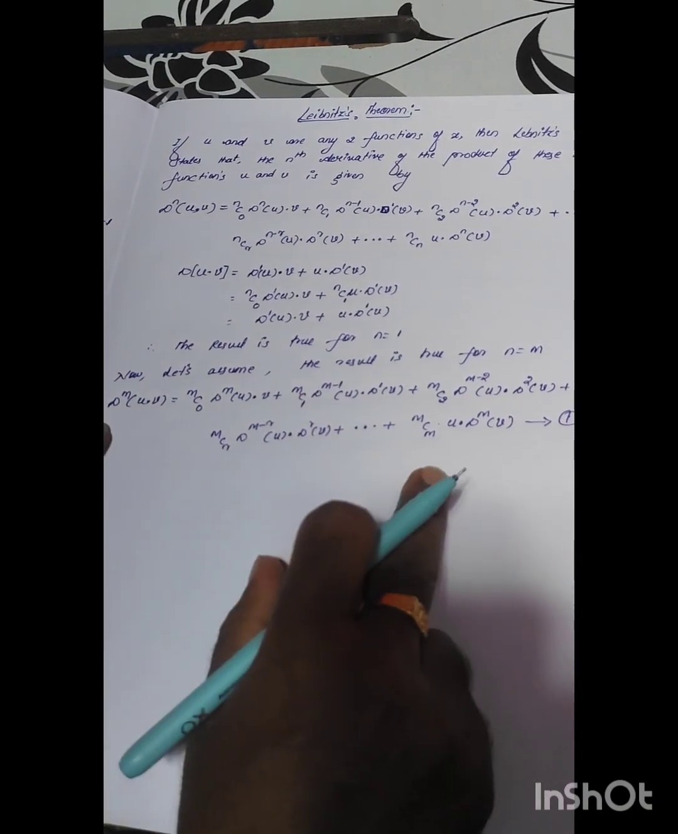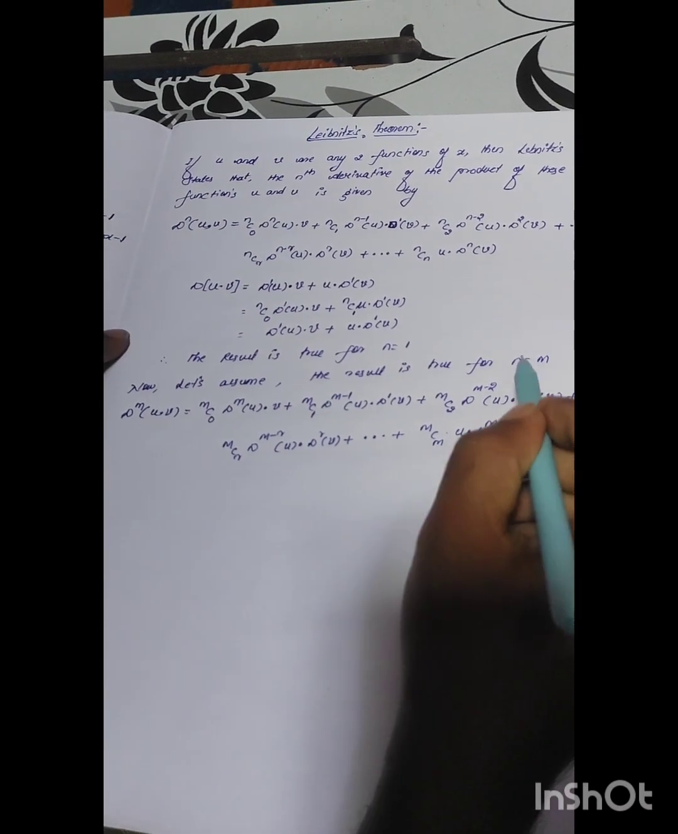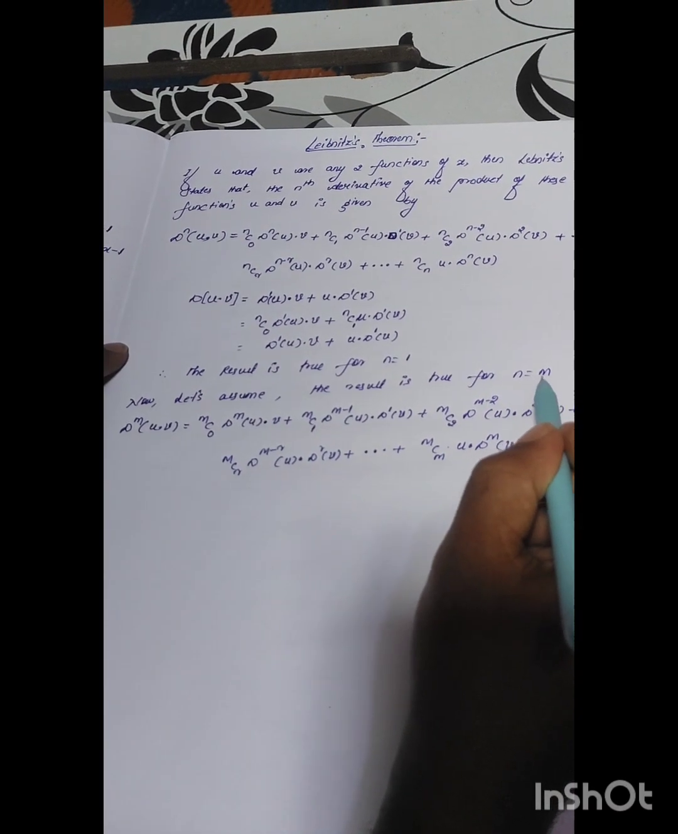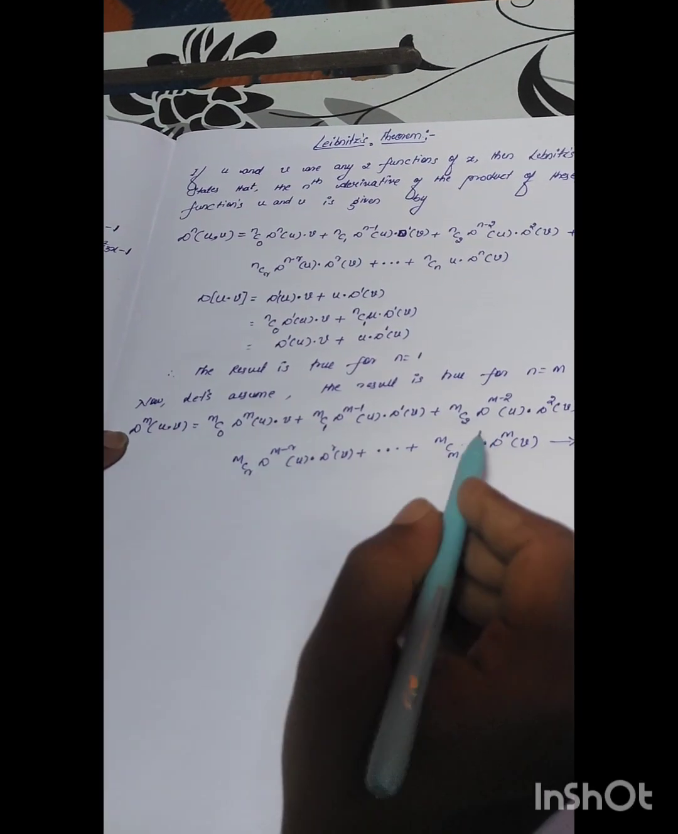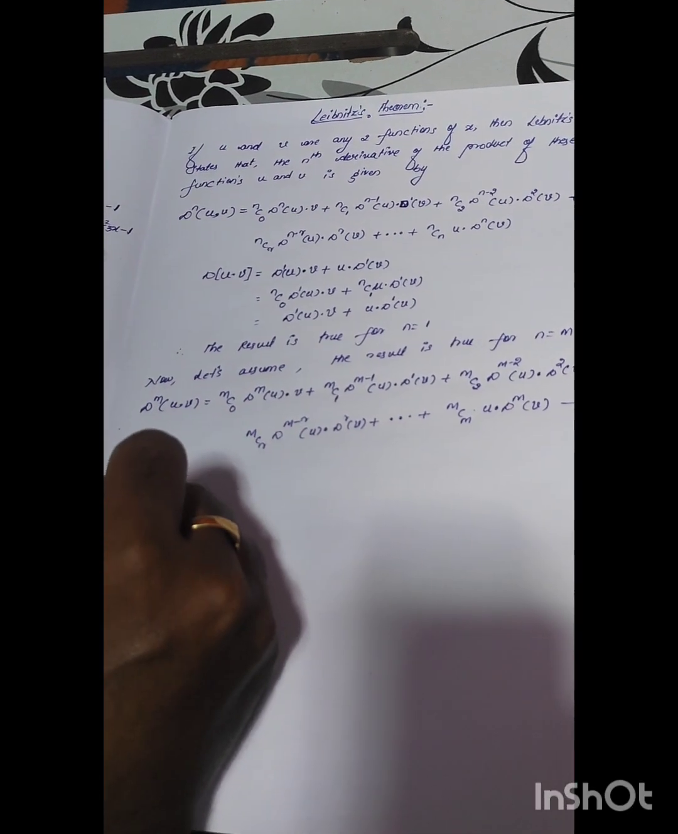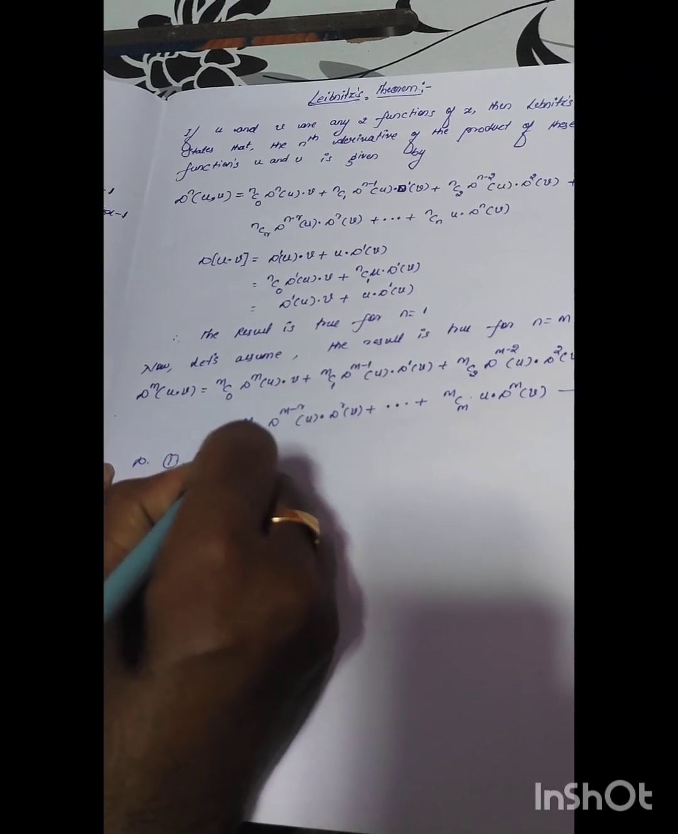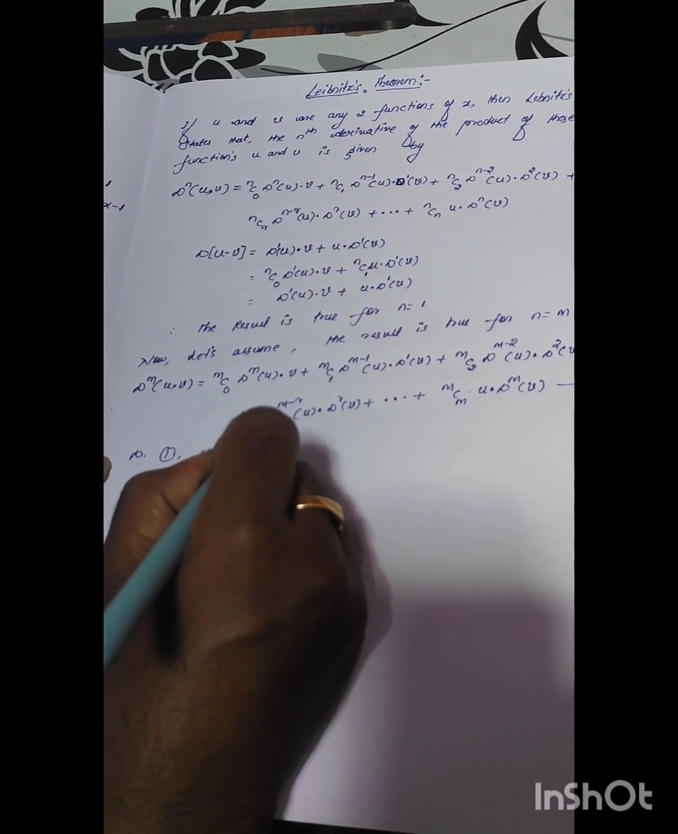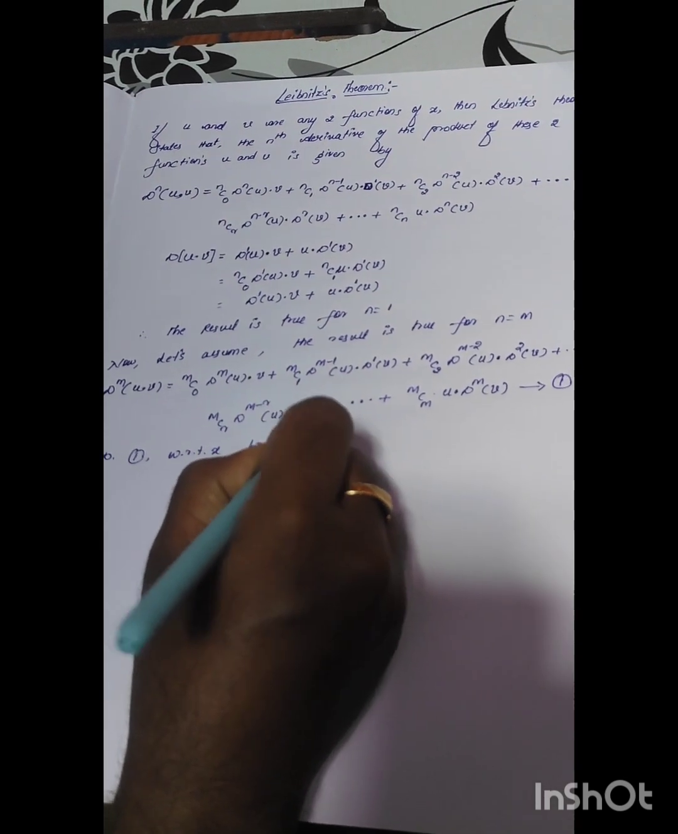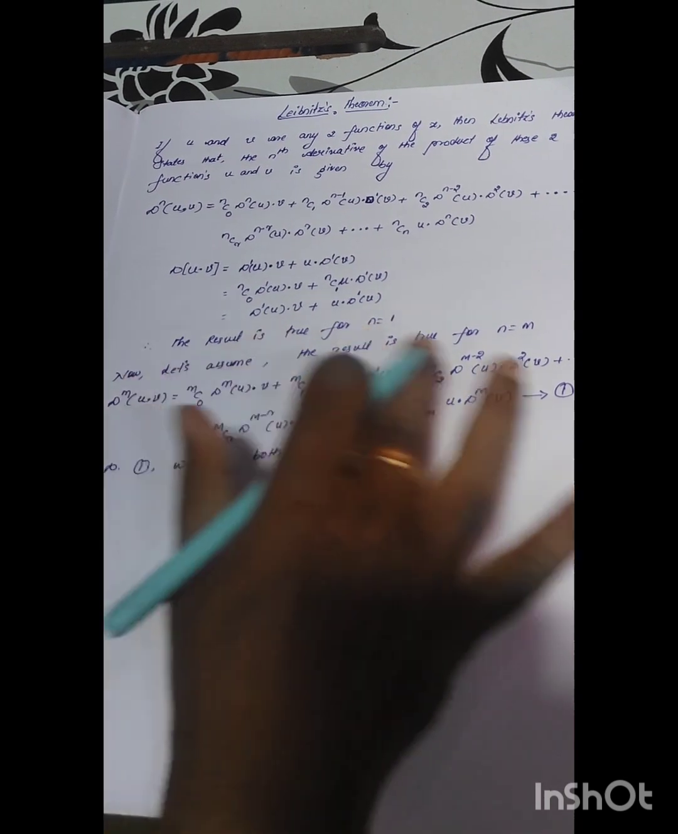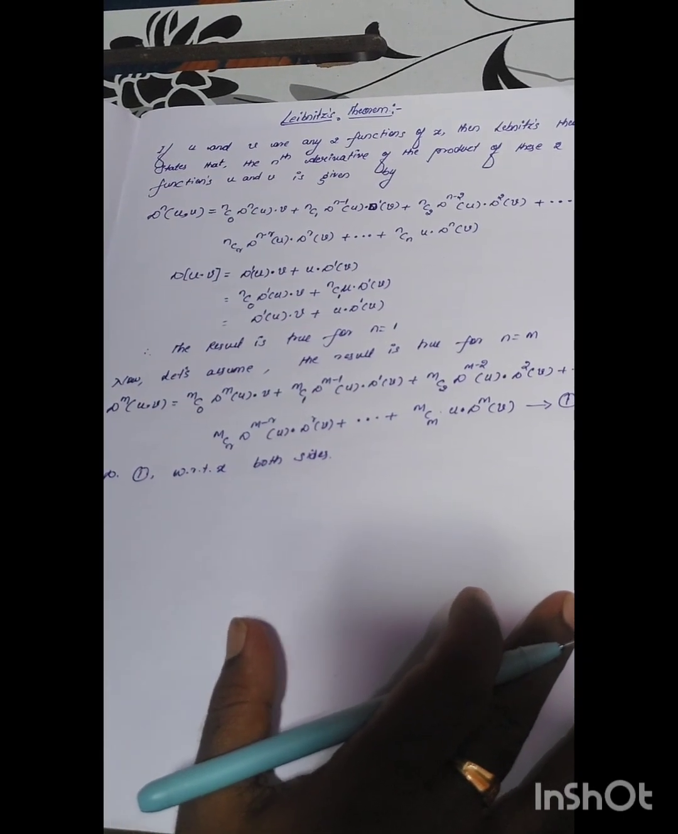So this is the result of Leibniz theorem. We have assumed that the result is true for n is equal to m, so the mth derivative of u comma v will be equal to this one. Now what we will do is differentiate equation number 1 with respect to x, both the sides.